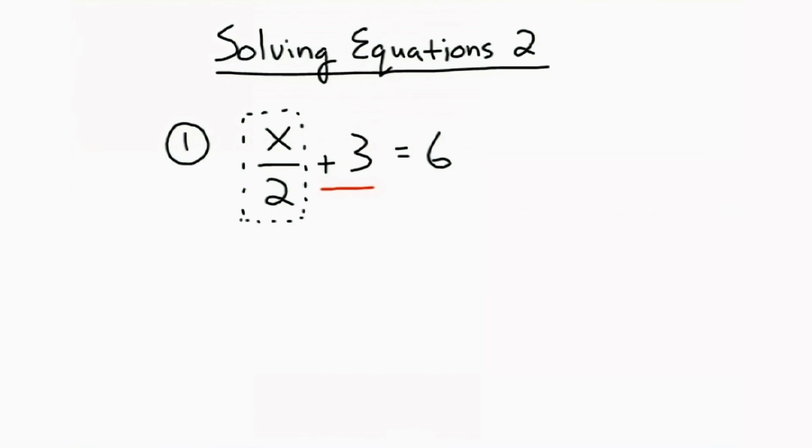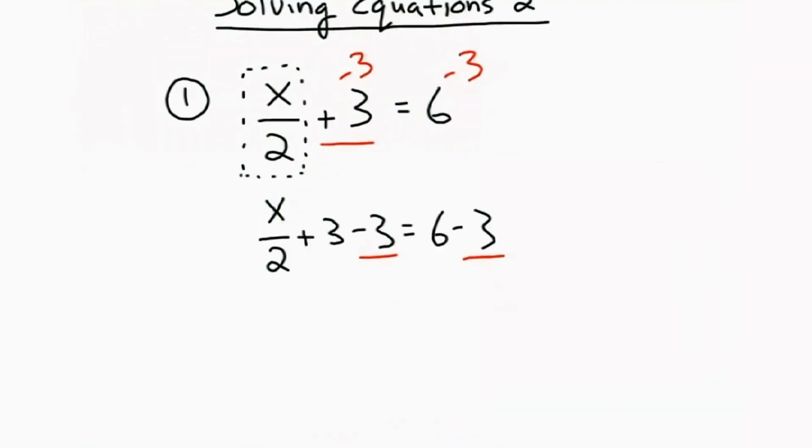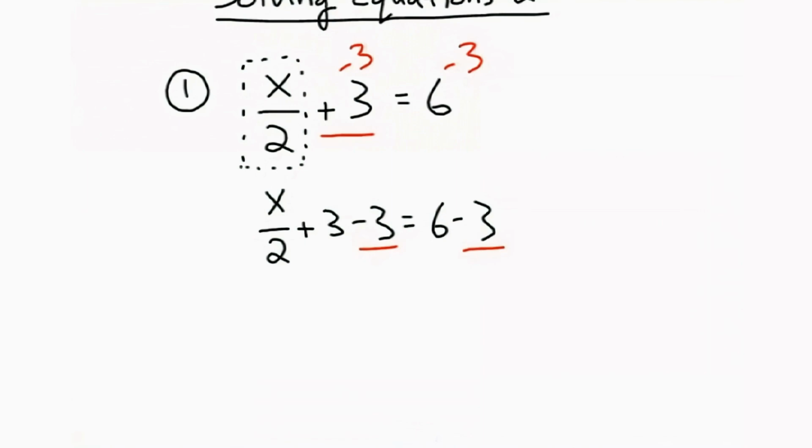So here we have a plus 3. Remember, we always want to do the opposite. So to get rid of this 3, we want to subtract 3 from each side. When we subtract 3 from each side, then we have x over 2 plus 3 minus 3 is equal to 6 minus 3. And notice that we've done the same thing to both sides, and here is the negative 3. And if we do the same thing to both sides of the equation, then it doesn't change the value of the equation or the value of the variable that we're solving for.